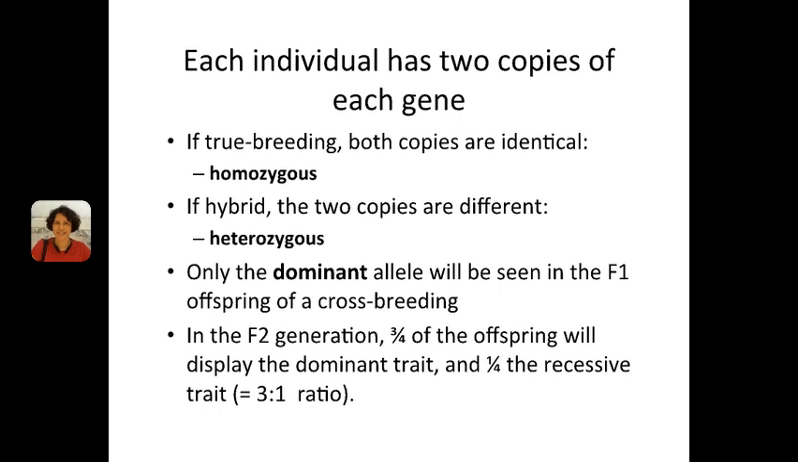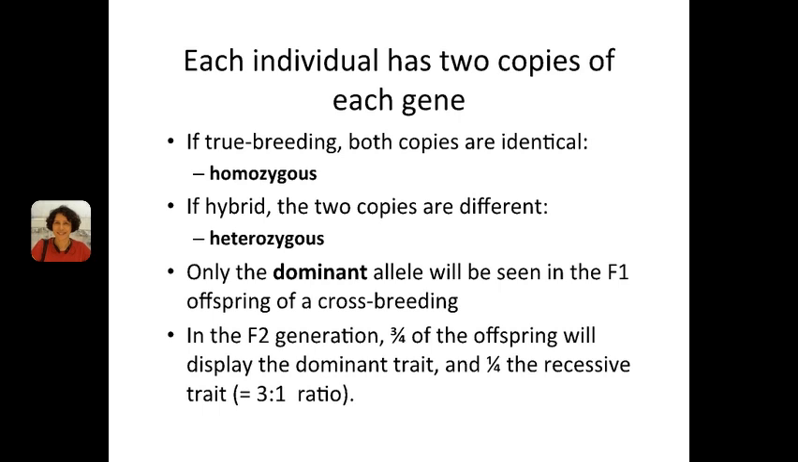And that is a general rule, that the F1 offspring in such a cross breeding will all show the dominant allele only, which in this case is the tall allele. And it looks almost as if the short trait has disappeared. Like you mate the short plant with the tall plant, and there are absolutely no short plants in the offspring.